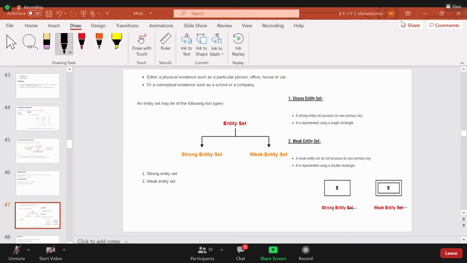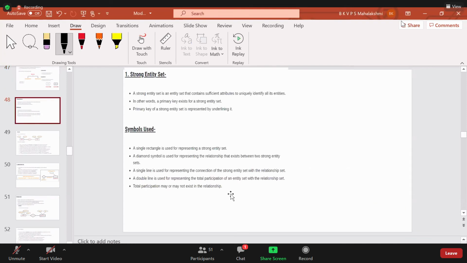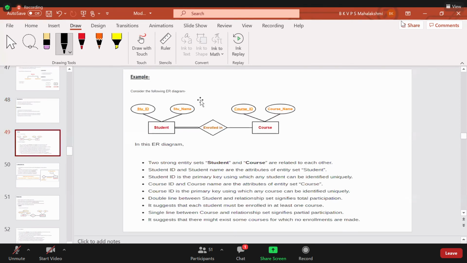So these are the strong entity and the weak entity. Whatever I discussed, this was theory. And see here, this is the simple ER diagram.